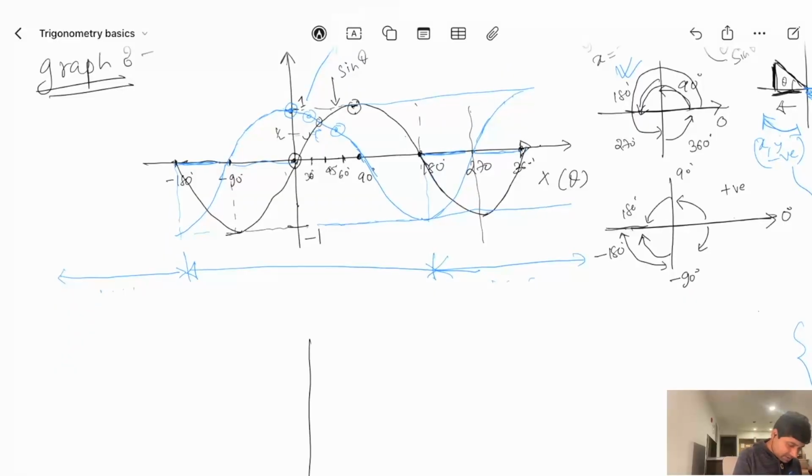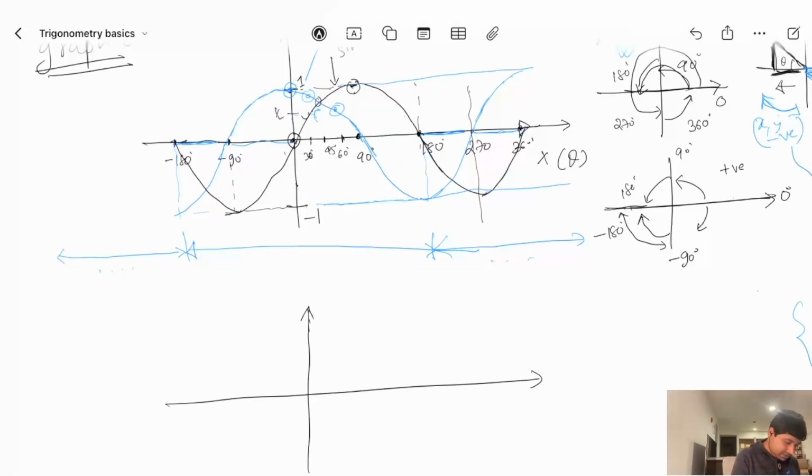Now tangent is nothing but sine by cos, or height divided by base. So if I think of 90, 180, minus 90, minus 180: at 45 degrees you know the value is 1, and at 0 it is 0, but at 90 it is undefined, so it looks something like this, and on the other side it looks like this. At -90 it goes to this end, at +90 it goes to that end, the same.